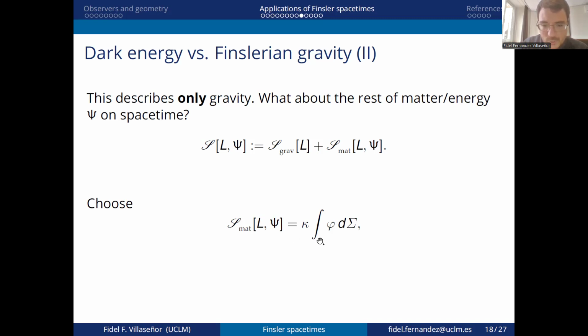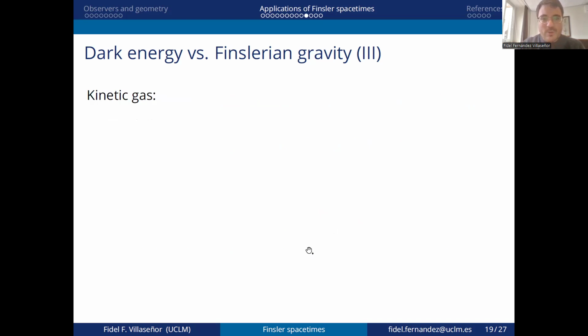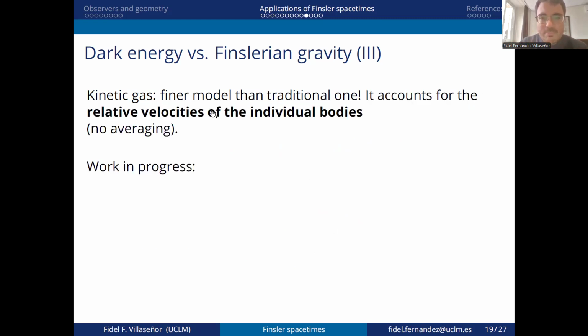If one builds this concrete model here, where this phi is the distribution function of some kinetic gas on spacetime, one realizes, as Hoffman, Pfeiffer, and Boykud did, that one gets an improved description of matter as opposed to classical relativity, in the sense that this kinetic gas model is finer than the traditional model. Why? Because the traditional model did some averaging over the relative velocities of the individual bodies. And now this new model doesn't do this averaging and accounts for all these individual velocities.